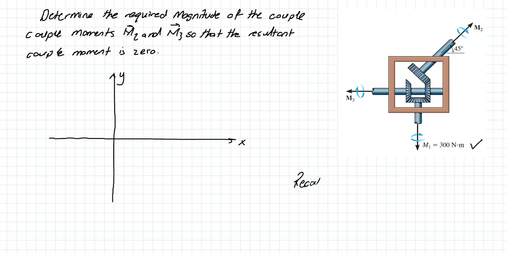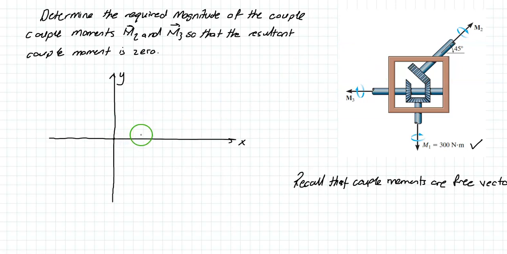So recall that couple moments are free vectors, and we can move them anywhere within this XY space without altering their effects. Okay, so what we're going to do here, we're going to move all the couple moment vectors onto the origin here.